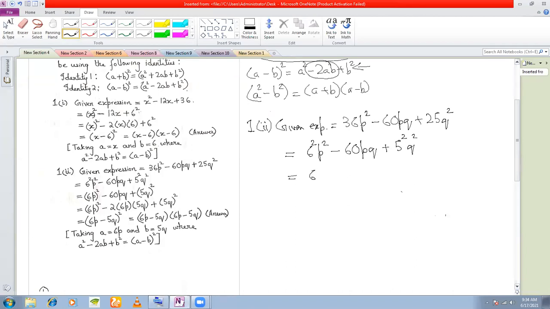Now 6 square p square can be written as 6p whole square. So this is a perfect square. You write the middle term as it is. And 5 square q square can be written as 5q whole square. So we have our a squared term here and we have our b squared term here. We just need to check whether this is 2ab or not. Okay, so let's check whether this is 2ab in the next step.